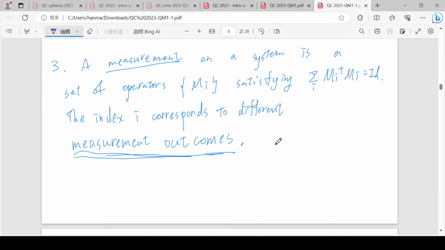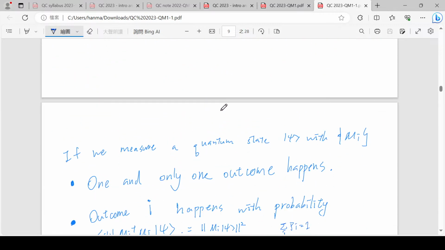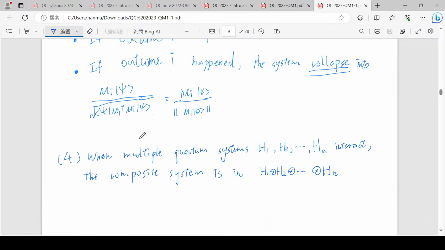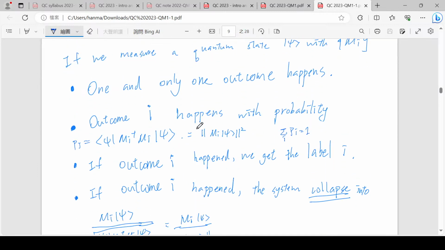Okay. So what happens when you measure a quantum system? You measure a quantum system in a state psi with this set of measurement operators M_i, and then one and only one measurement outcome will happen. So one of those i will be picked as a measurement outcome, and it will be picked with probability p of i. We are using a slightly different notation.